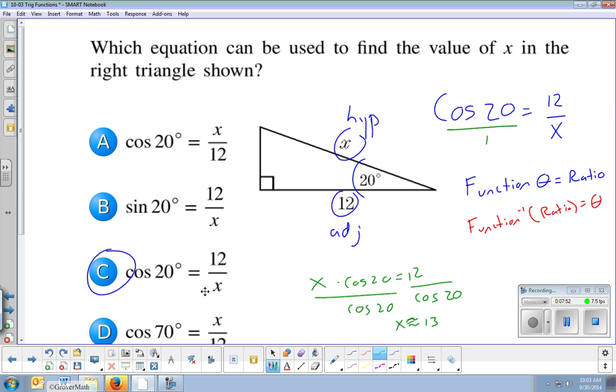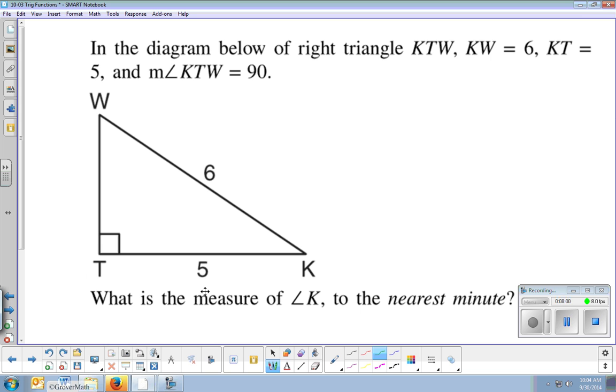So set up a trig equation with sine, cosine, and tangent and the proper ratio, and cross multiply. You can find a missing side. This next one wants an angle measurement, and so that's slightly different. I want to find an angle here. So I'm going to set this up the same way, where the angle I'm using is k. I have two sides, and 6 is my hypotenuse, and 5 would be adjacent to k. Opposite over here is not being used. So the function would be cosine. The angle we don't know is k, and it would equal the ratio 5 over 6, adjacent over hypotenuse.